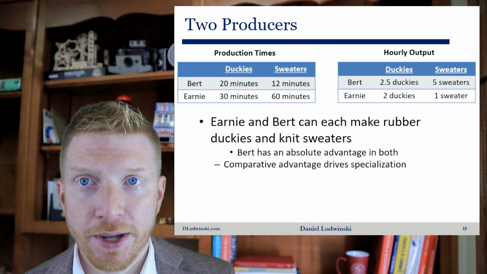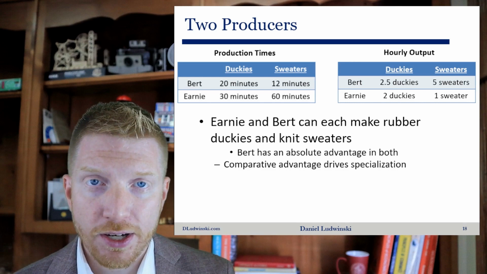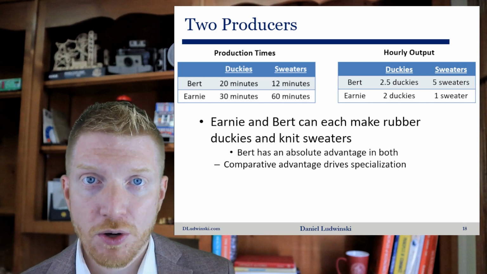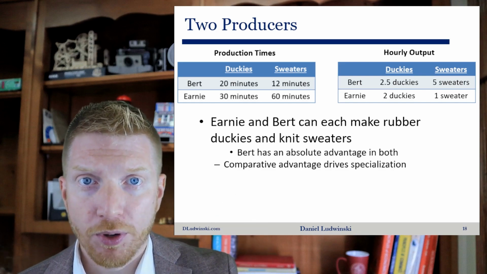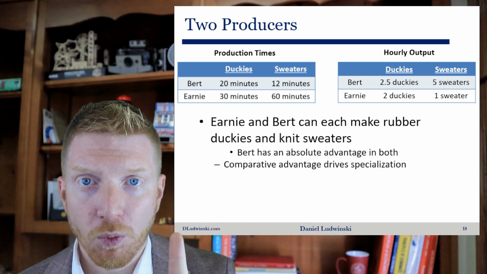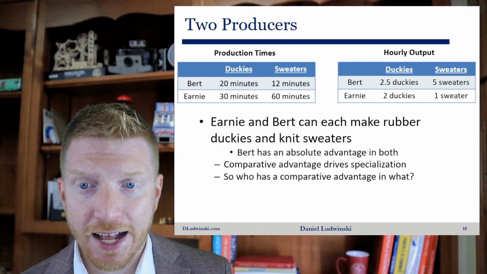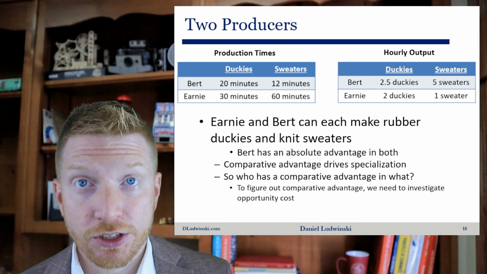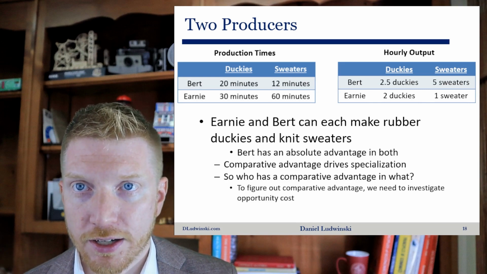When we're thinking about comparative advantage, this is what's going to drive specialization. And I think the easiest way to think about comparative advantage is to look at this hourly output view, because it's showing them in an easily compared input. This is how much you can make with the same input, 1 hour of labor. And the first question we're going to ask is who has the comparative advantage in duckies and who has a comparative advantage in sweaters? Now, to think about comparative advantage, we need to introduce this idea of opportunity cost.